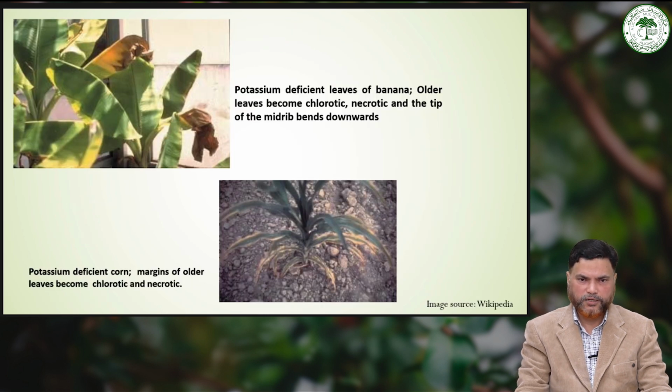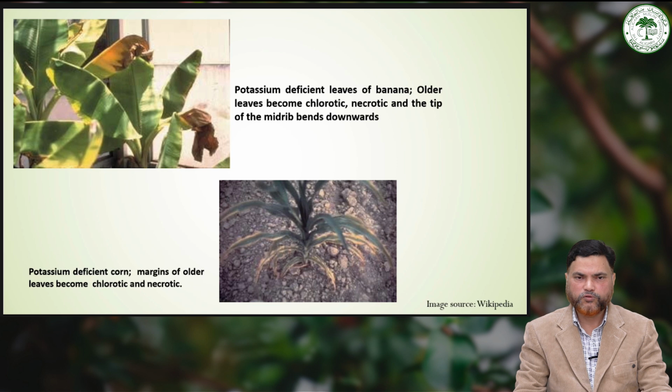You see in the figure that one is a banana plant, another one is a corn plant. So, you see that older leaves become chlorotic, then further necrotic, and the tip of the midrib bends downward in case of potassium deficiency. On the lower side, a corn plant is growing which is deficient in potassium. So, the leaf margins of the older leaves become chlorotic and then necrotic.